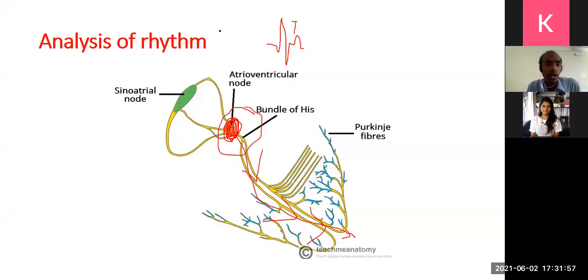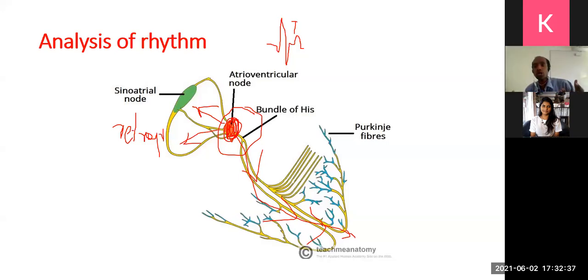So what happens is that the atria are depolarized in reverse. They are depolarized in reverse, and that's called a retrograde P wave. The word retrograde is used because it's going completely in reverse. So I will type it on the chat. Retrograde.